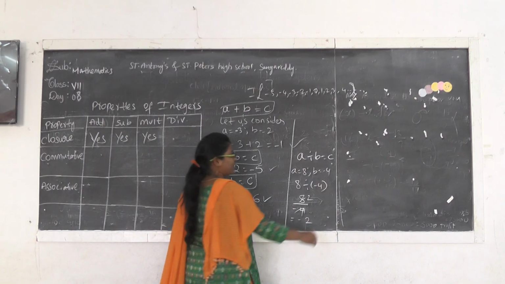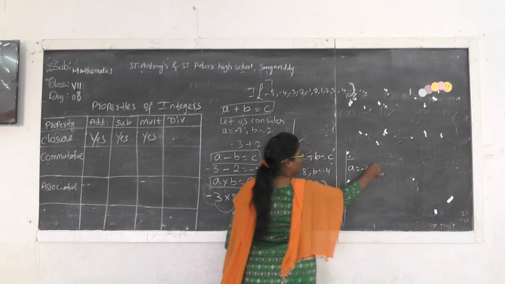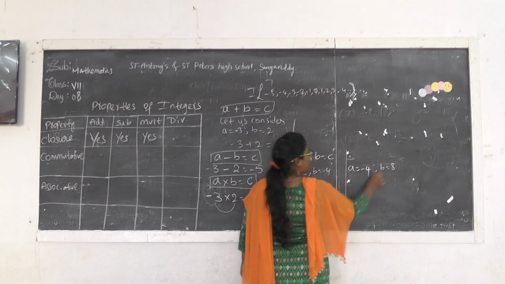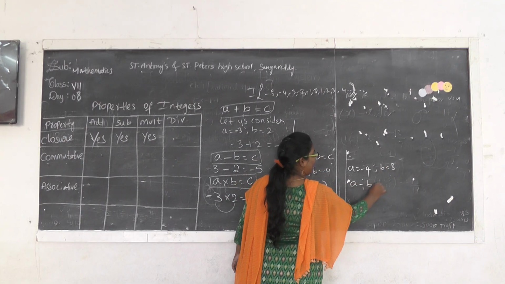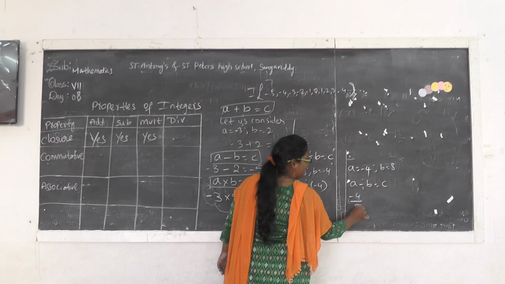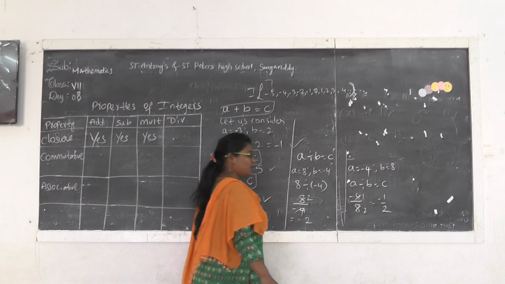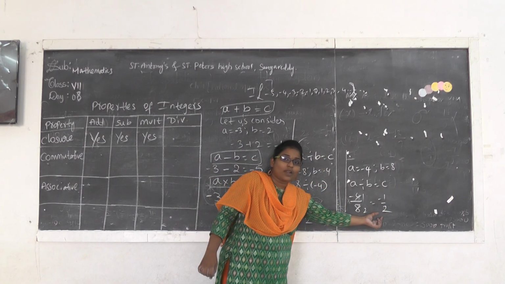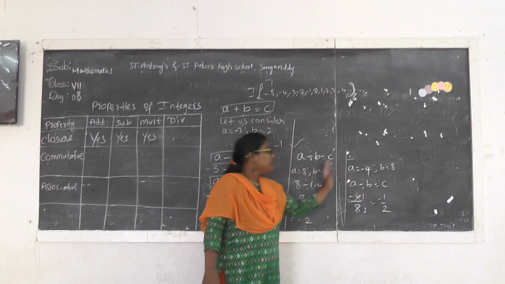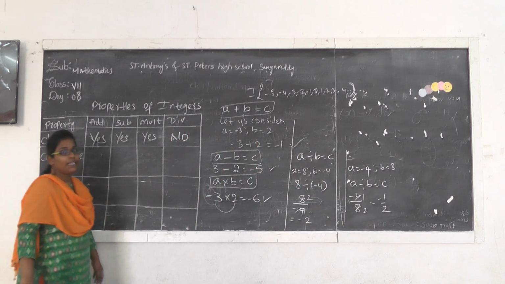Let us take one more example. Here in this example, I am assuming A as minus 4, B as 8. So when I divide A by B, it is nothing but minus 4 divided by 8. 4 ones are 4, 4 twos are 8. It is nothing but minus 1 by 2. Minus 1 by 2 is not an integer. So the closure property does not satisfy under division.